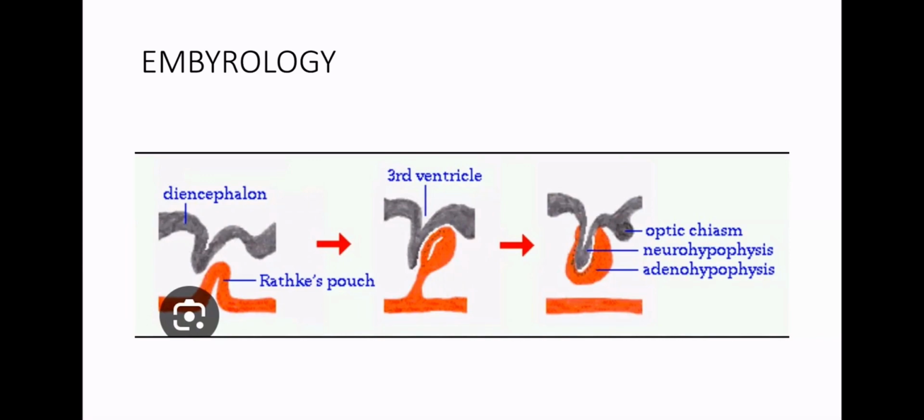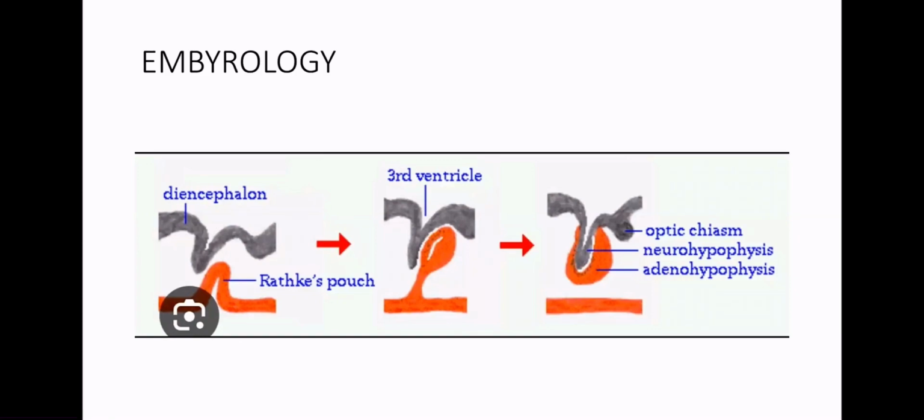We'll see it in the next diagram. The lumen of the pouch is reduced to a small cleft, while the upper portion of the pouch surrounds the neural stalk and forms the pars tubularis. This, together with the anterior lobe, is called the adenohypophysis. And if cells from Rathke's pouch are left behind and form tumors, these are called craniopharyngioma.